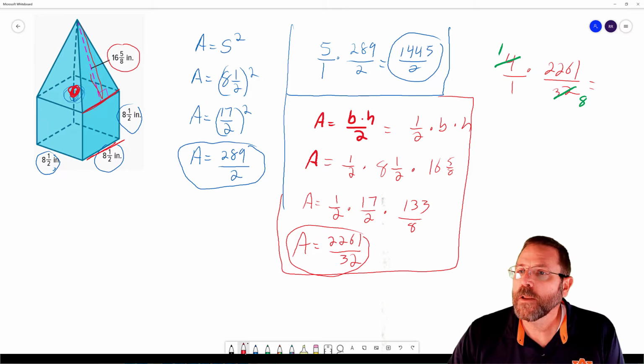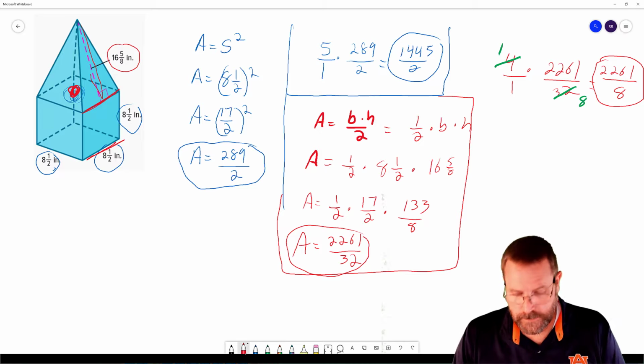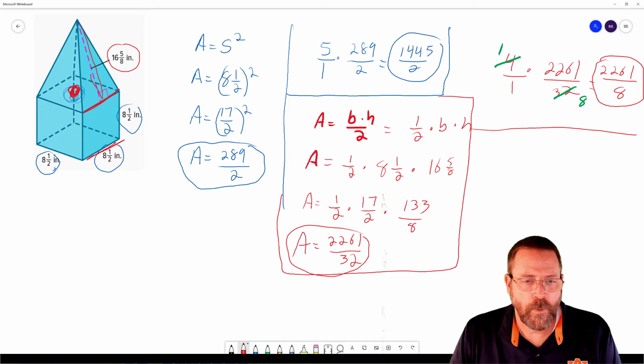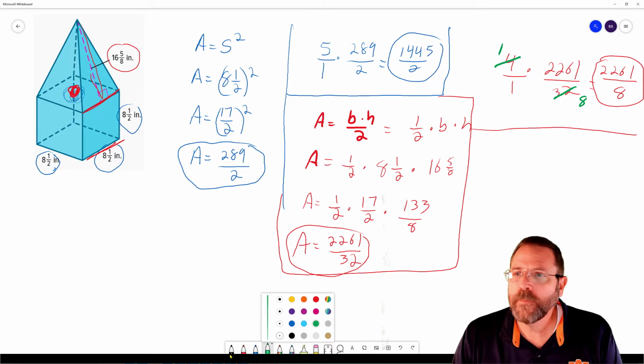Not much. 2261 over 8 is going to be the surface area of my triangle pieces. And now we are on the final stages of this problem where we're going to be adding up our pieces, parts. So let's take and get a green pen here.